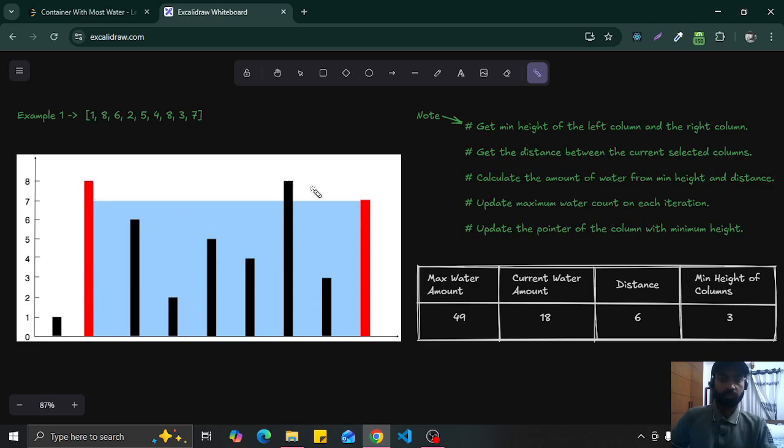So let's just calculate the water amount for these two columns. The minimum height is 8 and the distance between these two is 1 2 3 4 5, so 5 into 8 is 40. The current water amount is going to be 40, and the maximum water amount is not going to get updated because 40 is lesser than 49. So that's basically it. Let's go to the coding part, maybe that would be easier to understand.